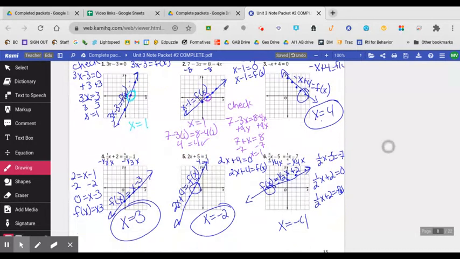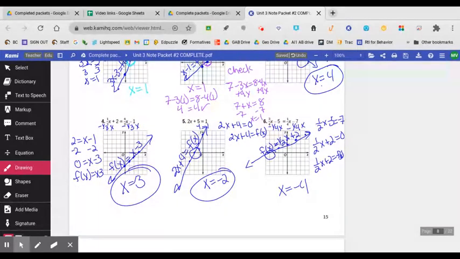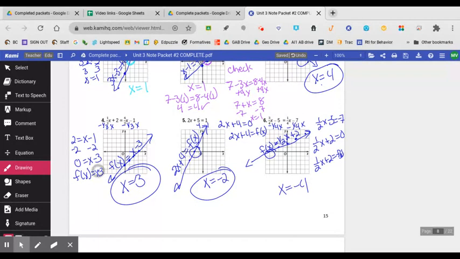Number 4, I solved it to make it equal 0. So I subtracted 1/3 x and subtracted 2. And that gave me the equation f of x equals x minus 3, has a y-intercept of -3 and a slope of 1. I connected it, and my solution is x equals 3, which is the x-intercept.